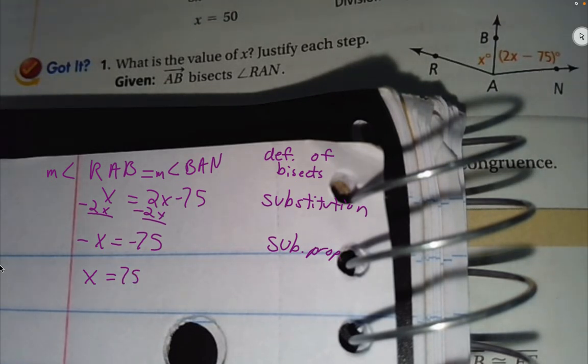But you have to justify each step. The whole point of these problems is justifying the steps. What did I do to go from here to here? You multiply by -1, or you could say you divided by -1. I'll write division.